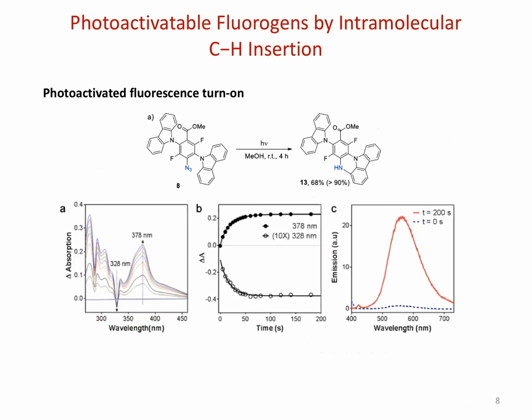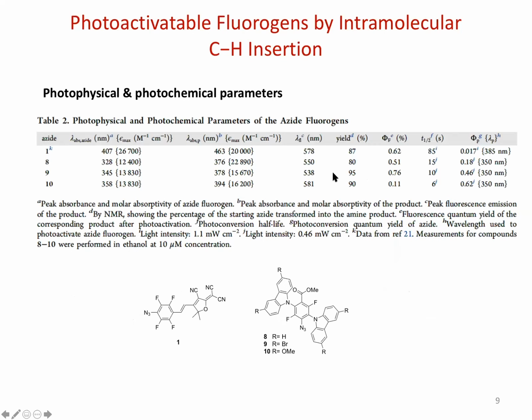We monitor the conversion. When we see the absorption of the product increase and the reactant decrease, this is the delta absorption of the product and the reactants. And you can see after photoactivation, the emission has increased, in this case, more than 40 times. And then we measured some of the photophysical, photochemical parameters.